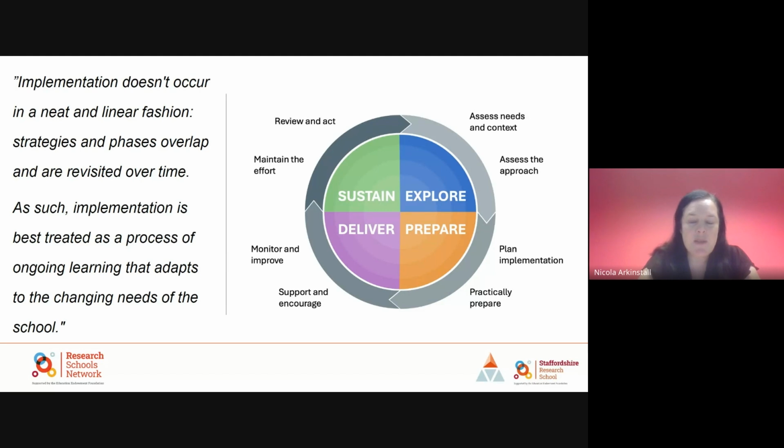And again, we'd love to live in a world where we see a problem, we identify the solution, we put things in place and it's sorted, but unfortunately it doesn't happen like that. It doesn't happen in a neat way, it doesn't happen in a linear way, because schools are complex. When you're working with people and trying to affect behaviour change, it can be messy. So we've made sure it's really clear that it is a process, and that phases do overlap, and they can be revisited over time.